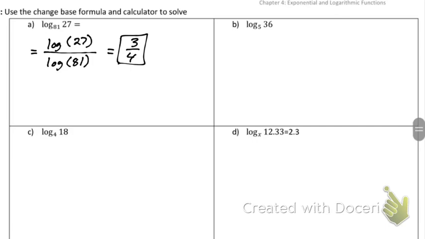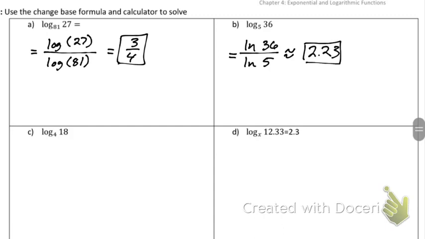All right, log base 5 of 36. Let's use ln this time. I know I have a natural log button on my calculator, so I can do ln of 36 divided by ln of 5. And that should come out to 2.23.